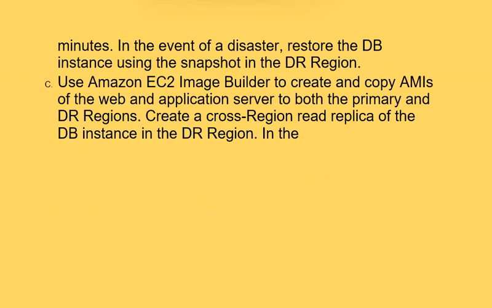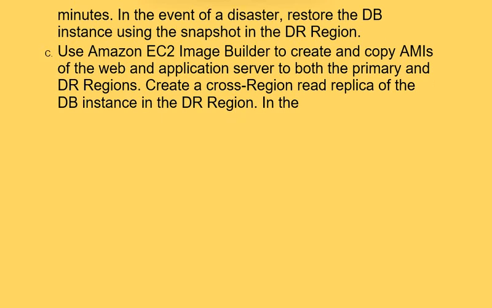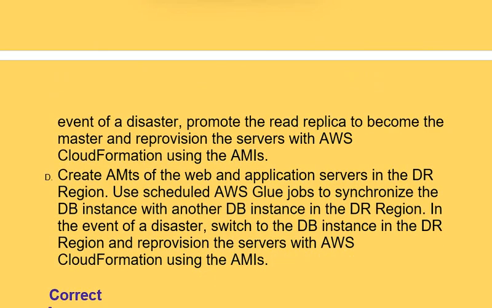Option C. Use the Amazon EC2 Image Builder to create and copy AMIs of the web and application servers to both the primary and DR regions. Create a cross-region read replica of the DB instance in the DR region. In the event of a disaster, promote the read replica to become the master and reprovision the servers with AWS CloudFormation using the AMIs.